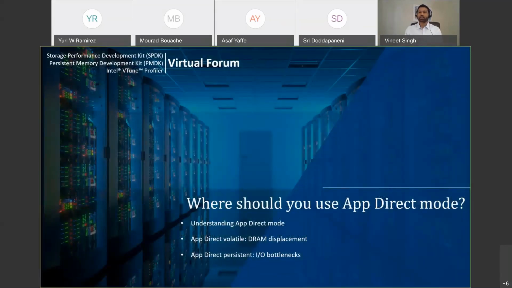Now, this was all about memory mode, where you don't need to modify your application and you can just go ahead and run it on a memory mode system. In app direct mode, you need to modify your application. So what we are going to do is quickly go over what app direct mode means, what the memory hierarchy is, and then we'll talk about a bunch of use cases here as well.